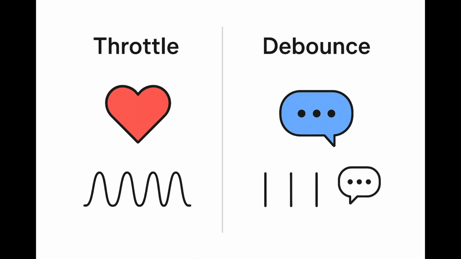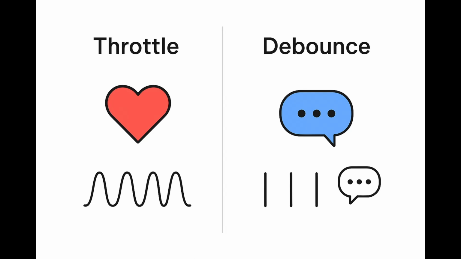Many developers confuse throttle versus debounce. Throttle limits frequency and runs regularly. Debounce delays execution and only runs after silence. Think of throttle as a steady heartbeat. Debounce as waiting for someone to finish talking before responding.